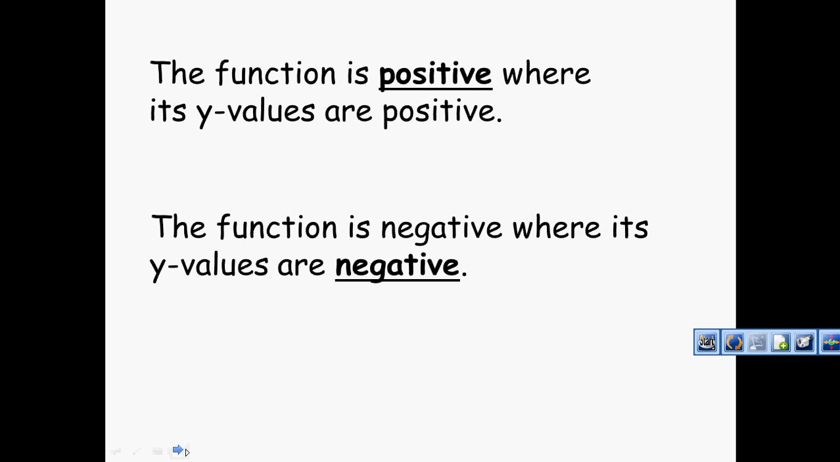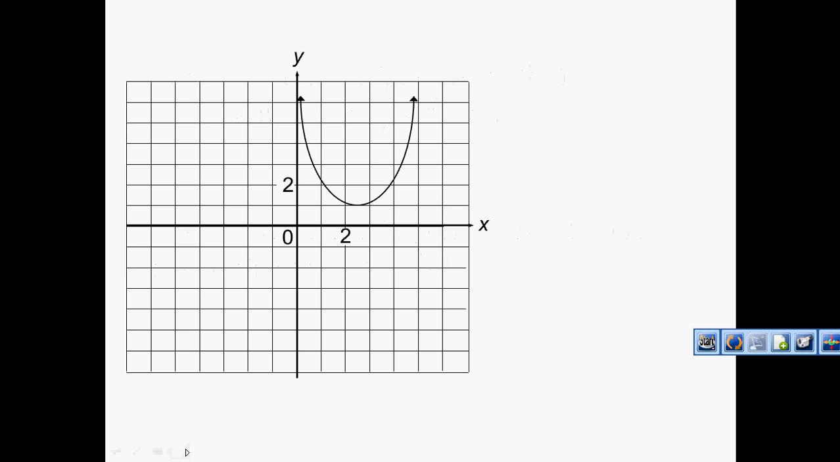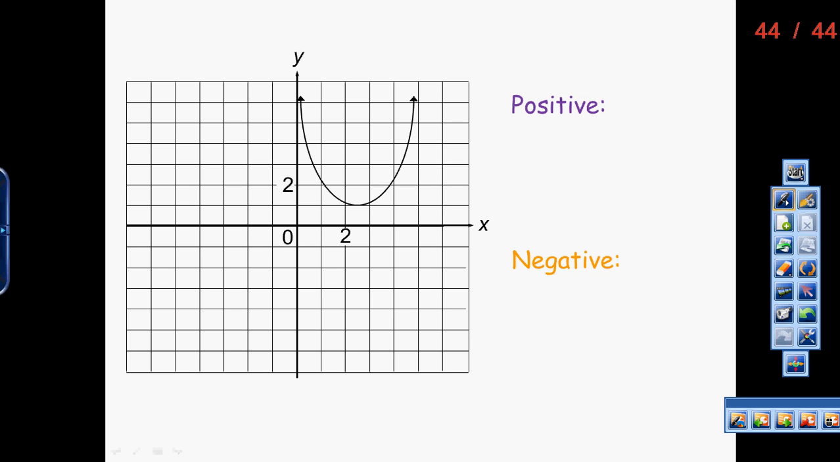It's okay if you weren't finished, just go back and pause. The function is positive where the y values are positive, which means the function is negative where the y values are negative. Be careful now, because now we're talking about quadrants, right? This is my positive quadrant. Because this is all in this quadrant, can I assume it's going to be positive? So that's what it's talking about when it's talking about positive, negative.